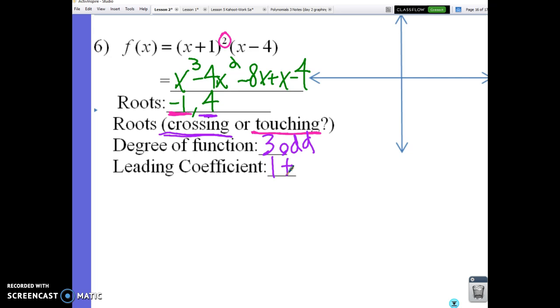Okay? So if we put our points on here, we've got a -1 and a 4. So it's odd with a positive leading coefficient. So that means it should start down. So it comes up, but that -1 is actually going to bounce, it's going to just touch it. And then it's going to come up and go through 4. So it should start down and end up. So here's what number 6 should look like.